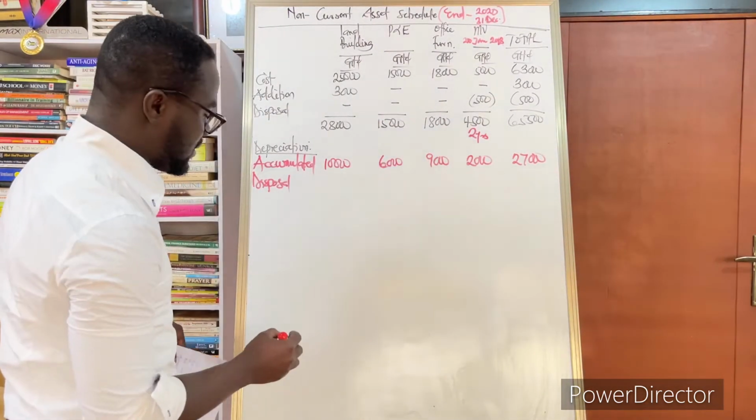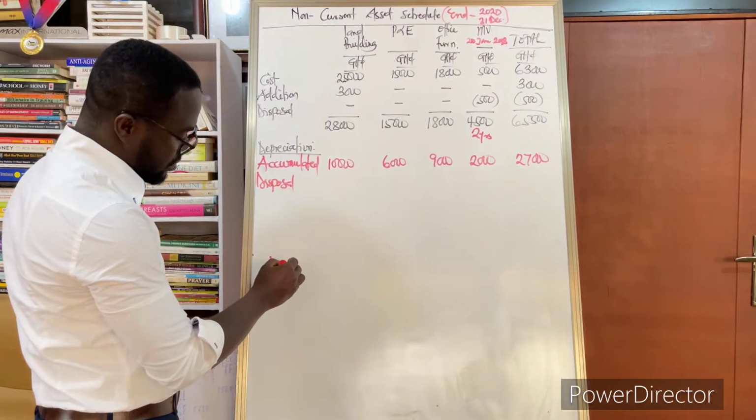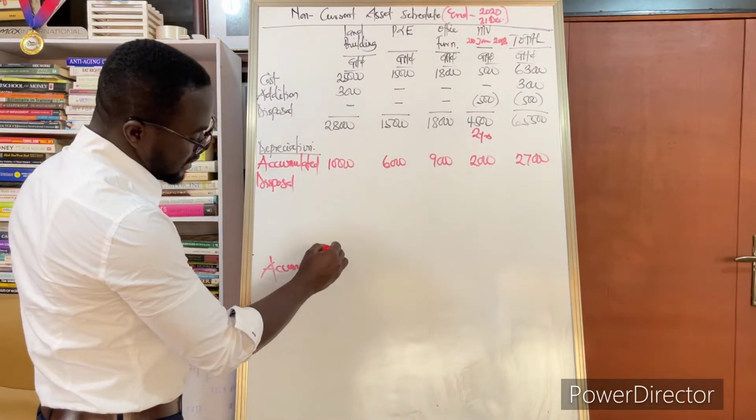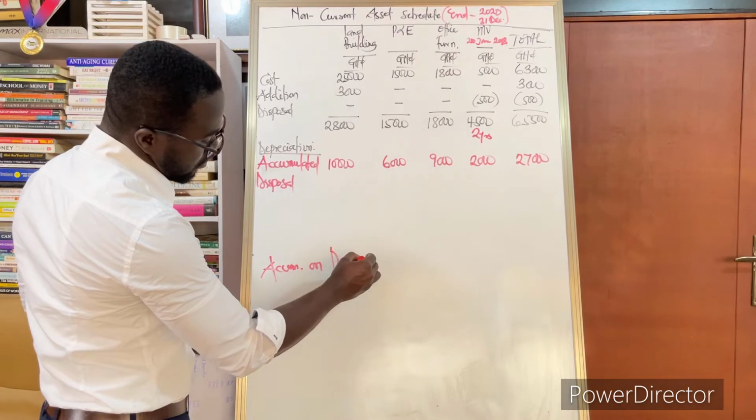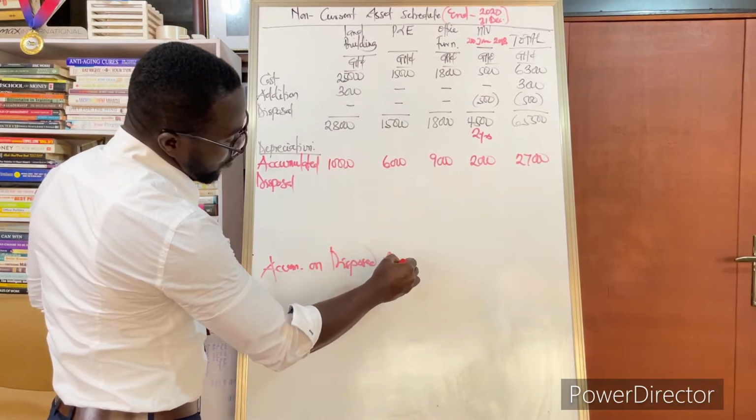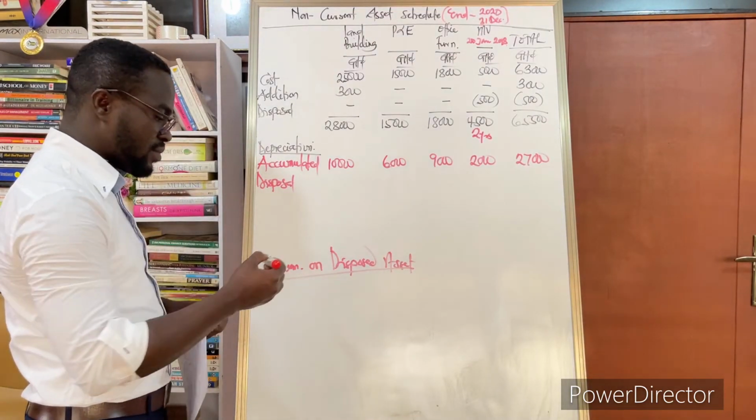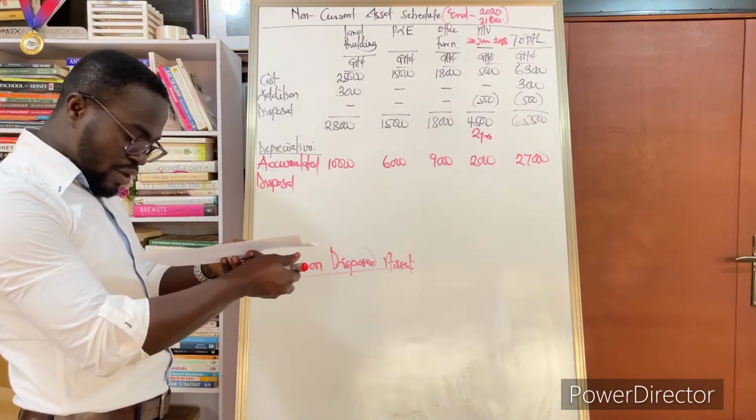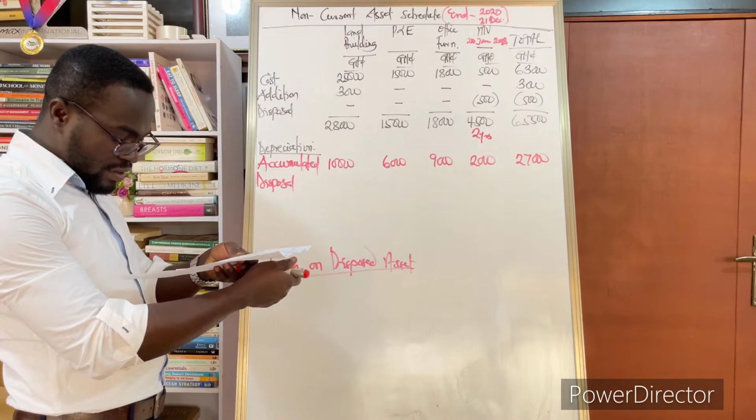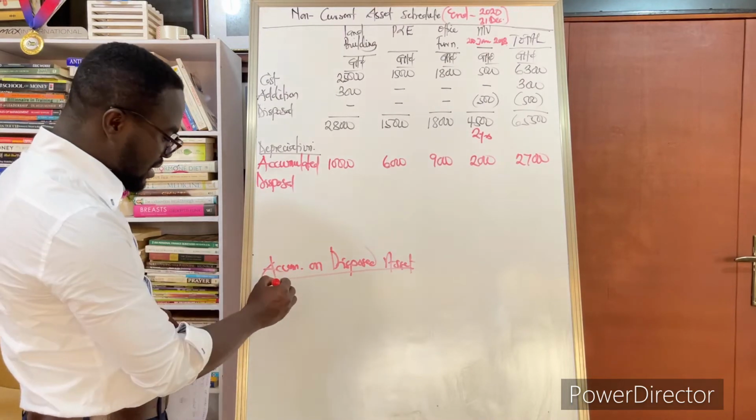So let's check for the accumulated depreciation on disposed asset. For this one, you must know the method for depreciating the asset, the rate. We depreciate motor vehicles and office furniture, motor vehicle at 5%.